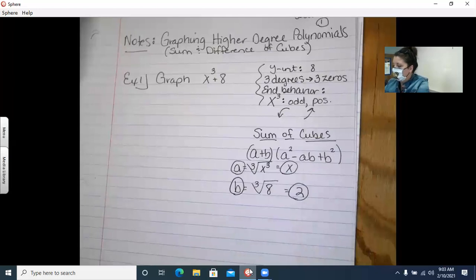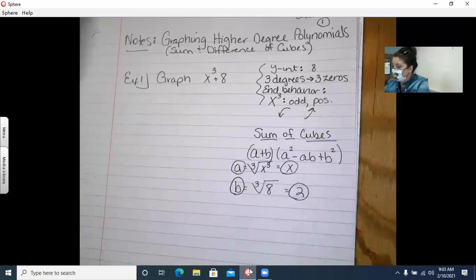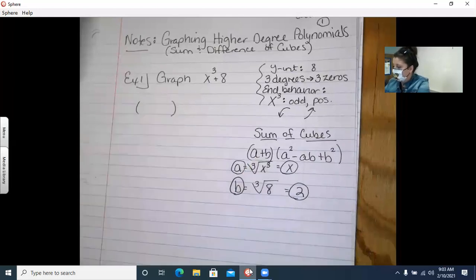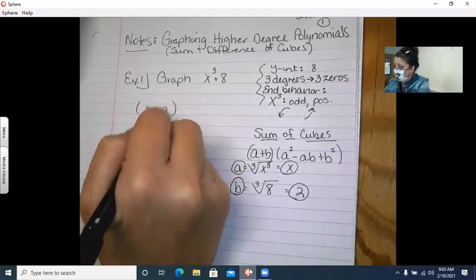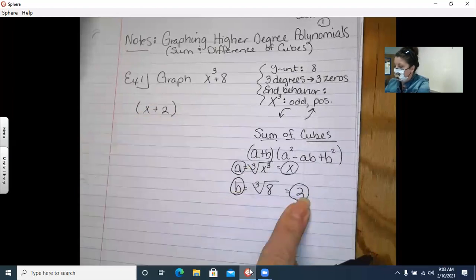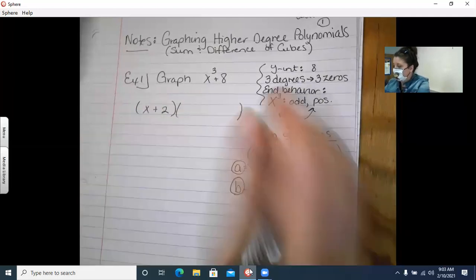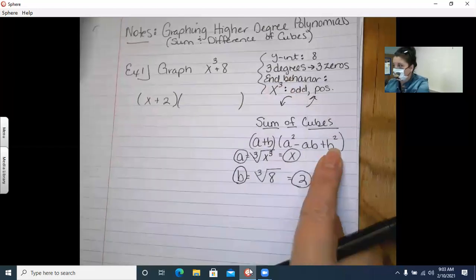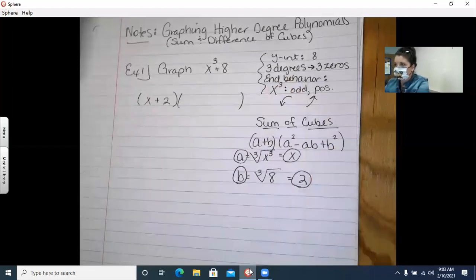So now I know my first parentheses is a plus b. What am I going to put in my first parentheses? X plus 2. If a is x and b is 2, then a plus b is going to be x plus 2. Now the second set of parentheses is the a squared minus ab plus b squared, right? Does anybody have a question so far? Michael, you have a question?